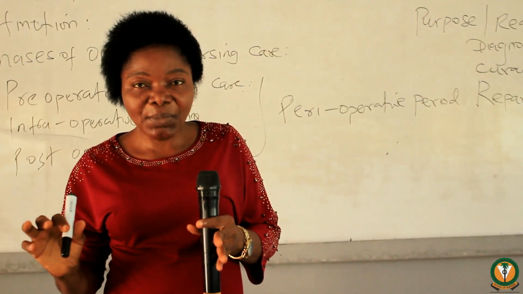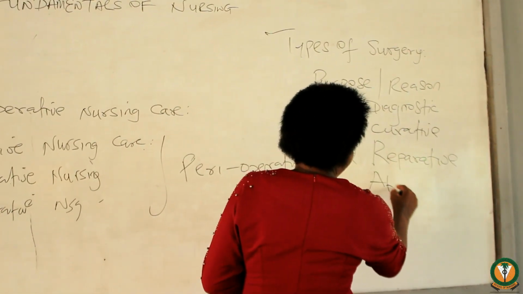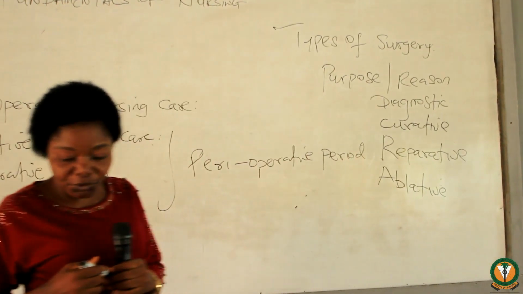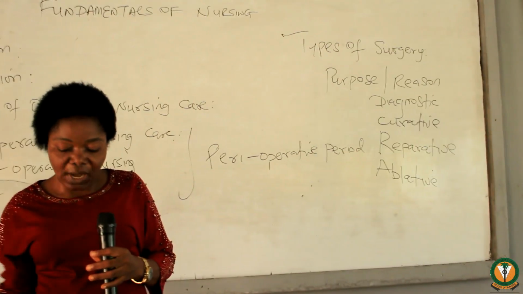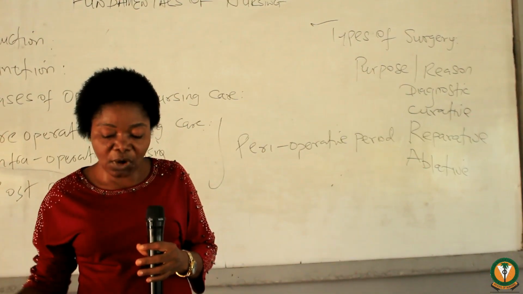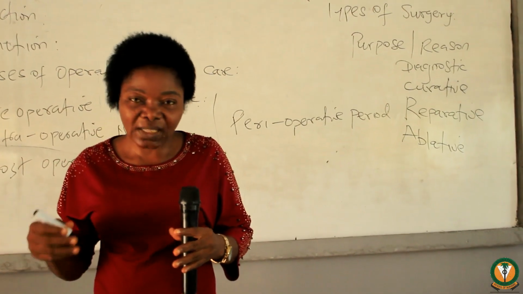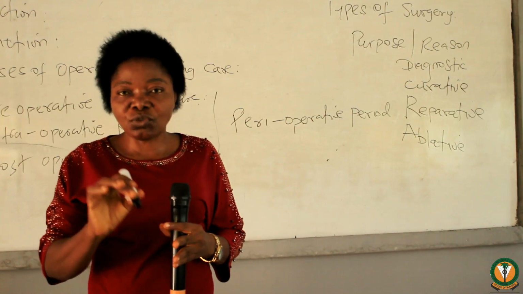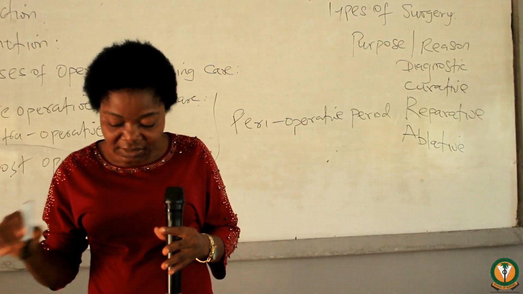The fifth one is ablative surgery. In ablative surgery, it is done to remove or excise a diseased organ or tissue. That is, the tissue or the organ has been damaged so much that we don't need it anymore in the body. So the option is to remove that diseased part, to excise it. That's what we mean by ablative.